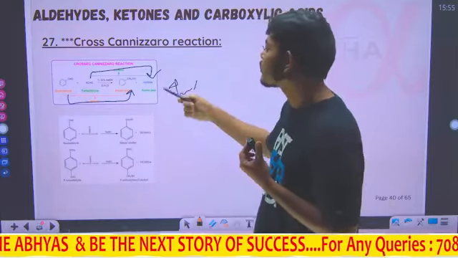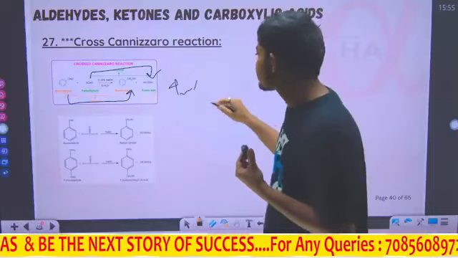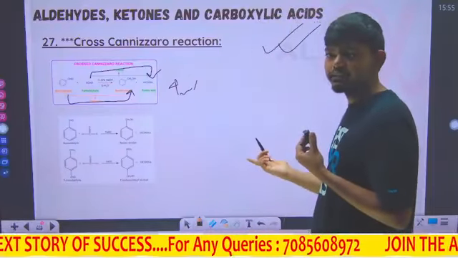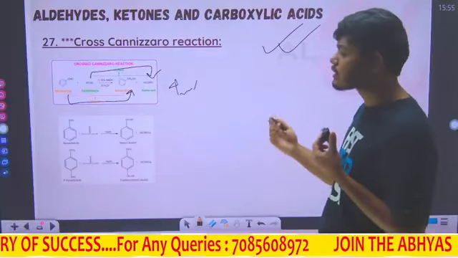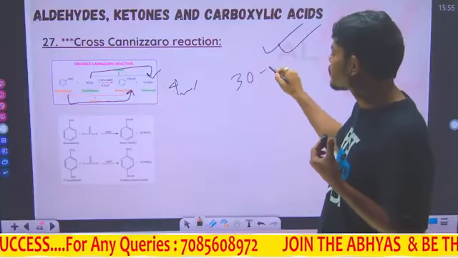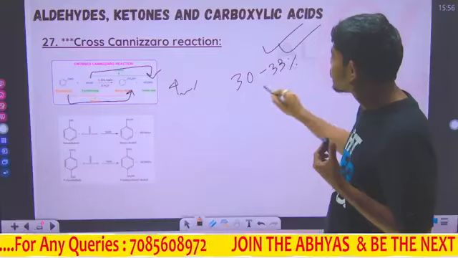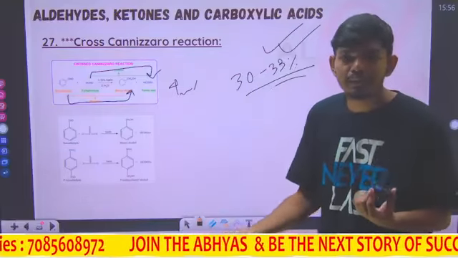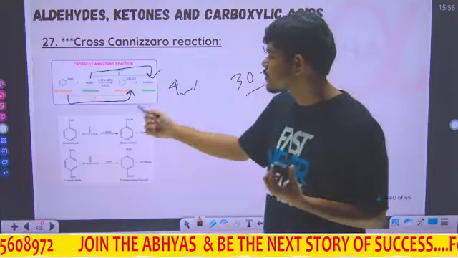So in cross Cannizzaro, what is the reagent? Same, as I've discussed. Concentrated NaOH or concentrated KOH, meaning 30 to 33% concentration. They can give you 33% NaOH, which means concentrated NaOH. They can change it. So here you can see.